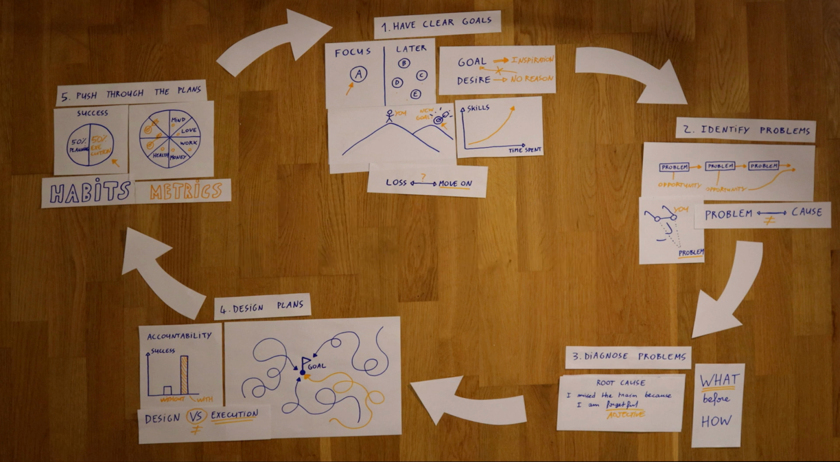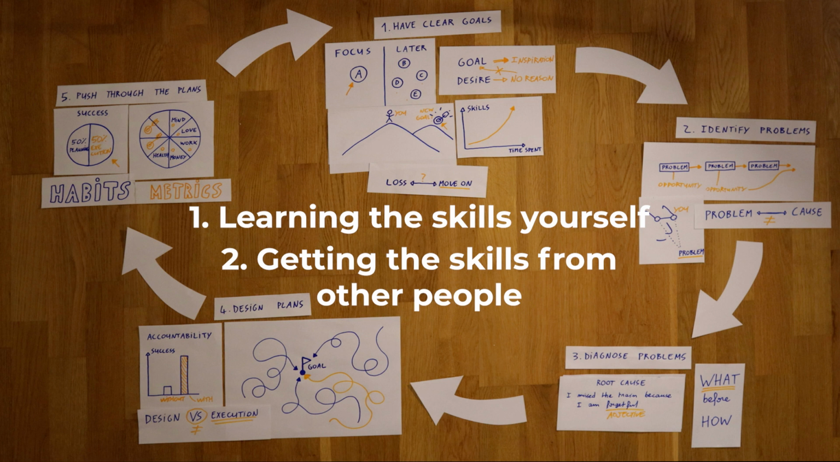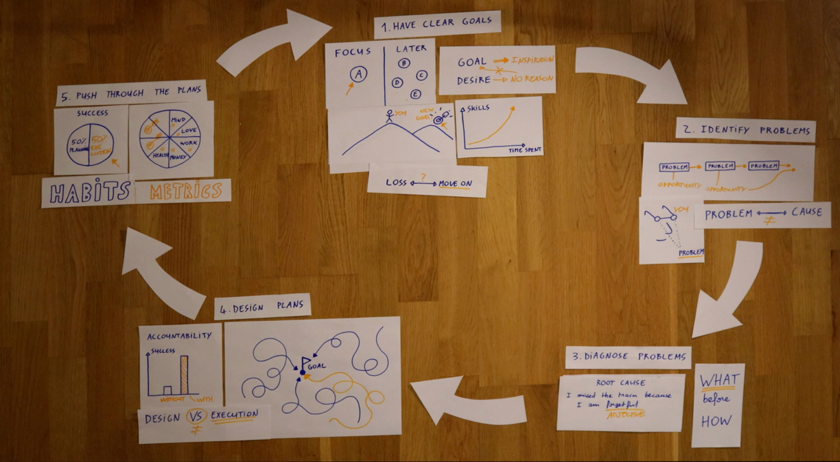Even with the best plan in the world, most people won't have all the skills required to achieve it, and you'll find that there are only 2 ways to get those missing skills. Number 1, learning them yourself, that's time consuming, or number 2, getting them from others, which requires humility.